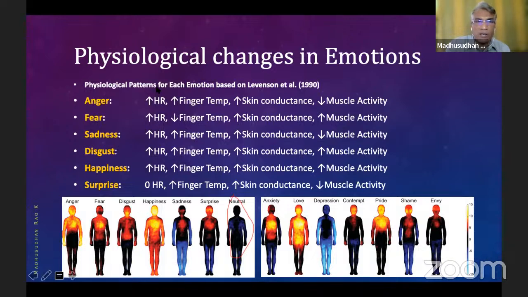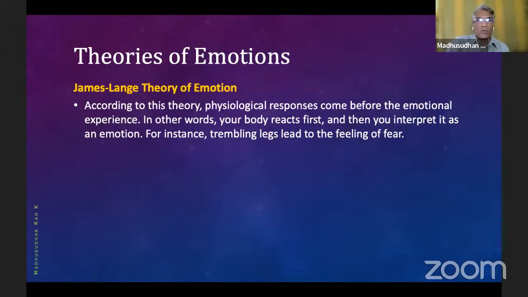Check this: anger, heart rate up, fingers sweating, finger temperature goes up, skin conduction goes up, muscle activity down. Fear, heart rate up, finger temperature goes down, skin conduction up, muscle activity up. Sadness, arrow up means temperature rises, down means lowers. Surprise, finger temperature goes up, skin conduction goes up, muscle activity goes down. For easy information, I have presented it like this. So we are coming to the last part.